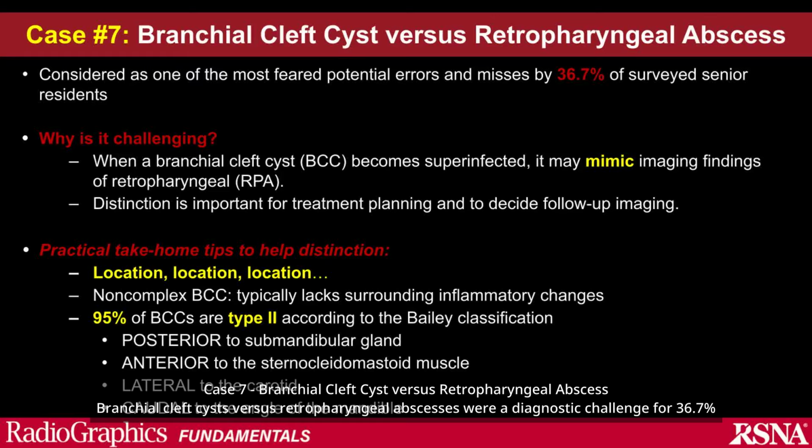Case 7: branchial cleft cyst versus retropharyngeal abscess. Branchial cleft cysts versus retropharyngeal abscesses were a diagnostic challenge for 36.7% of surveyed residents. A branchial cleft cyst may mimic an abscess when superinfected, but distinguishing the two is crucial for treatment planning. Practical take-home tips: focus on location to differentiate branchial cleft cysts.